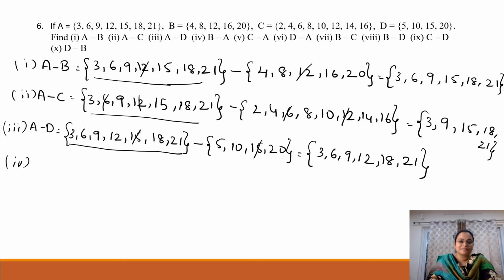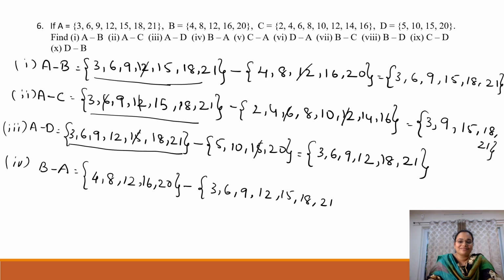The fourth one is B minus A. What is B? 4, 8, 12, 16, 20, minus A, which is 3, 6, 9, 12, 15, 18 and 21. Yes. So what are the elements you have in common? That is 12, right? Only 12 is common. So you need to take the elements in B only. Because it is B minus A, you need to write the elements in B.